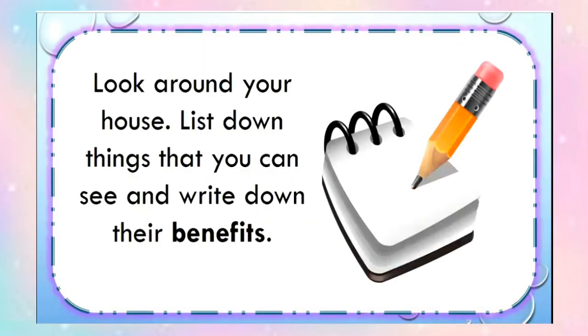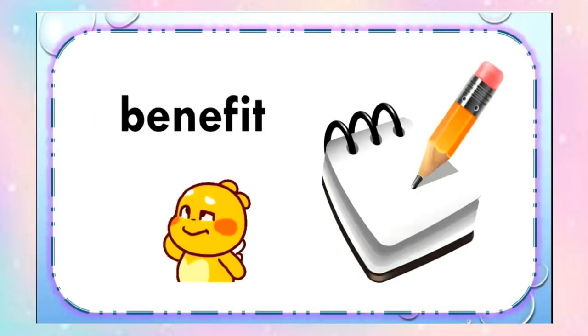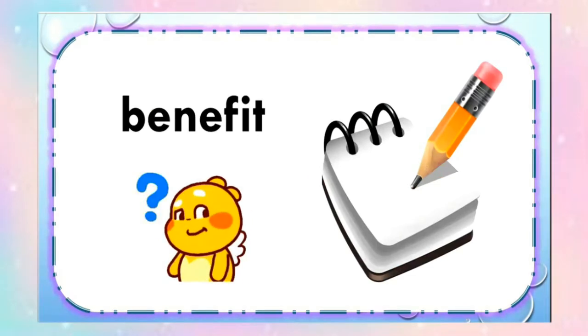Next. Look around your house, list down things that you can see, and write down their benefits. But before you do that, you need to listen first. We will continue. So again, what is benefit? I can hear someone asking. Benefit means something that you can get from it, or if this thing is useful to me or useful to everyone, or does it have uses to us, or does it have many functions to us? That's benefit.